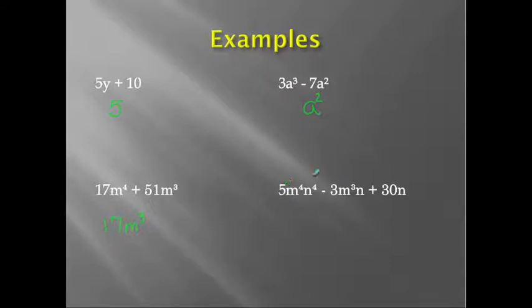Okay, so let's look: 5, 3, and 30. There is not a number other than 1 that can go into 5, 3, and 30. My first term has an m, my second term has an m, but my third term does not have an m, so I cannot use m in my GCF. My first term has an n, my second term has an n, and my third term has an n. So my smallest exponent of n is 1. So my GCF is n.